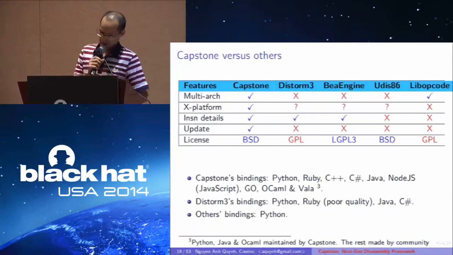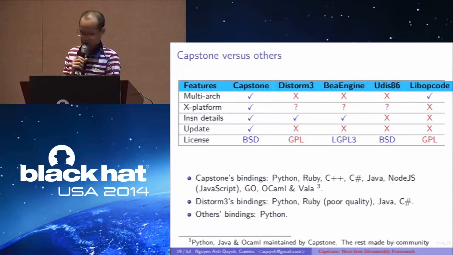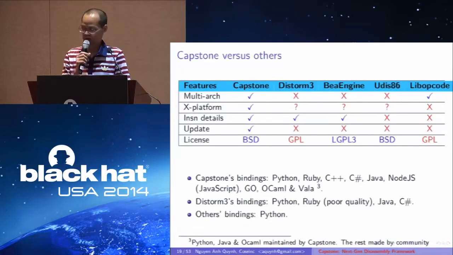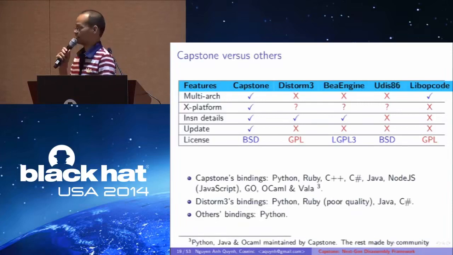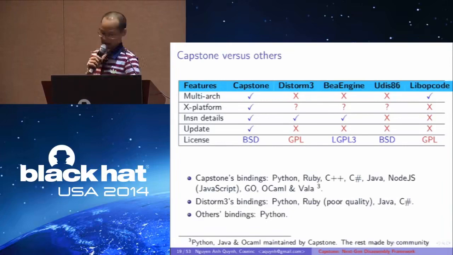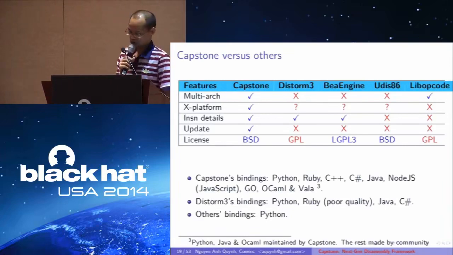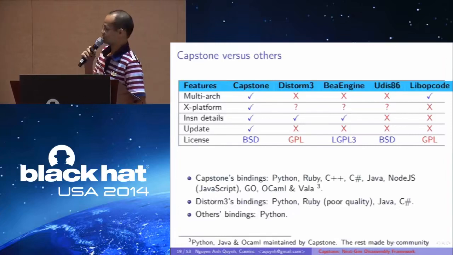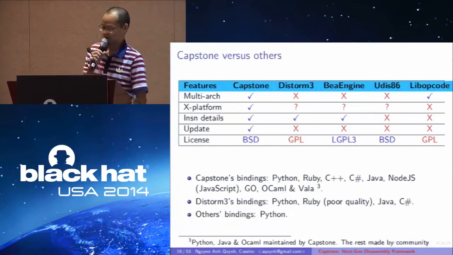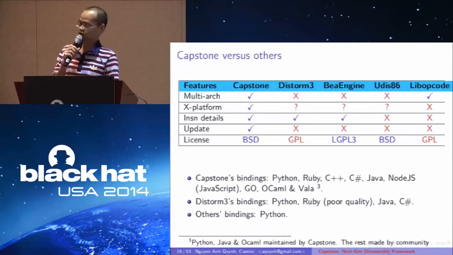At the bottom, you can see the list of the bindings of Capstone. We support Python, Ruby, C++, C#, Java, Node.js, which is JavaScript, Go, we even have Go bindings, OCaml, and Vala. And 3 of those bindings are maintained inside the project, and the rest were made by the community. And you can compare with others. DStorm, another good one. They support Python and Ruby, but the Ruby bindings are pretty poor, Java and C#, and the rest only support Python. So we are pretty good on everything.